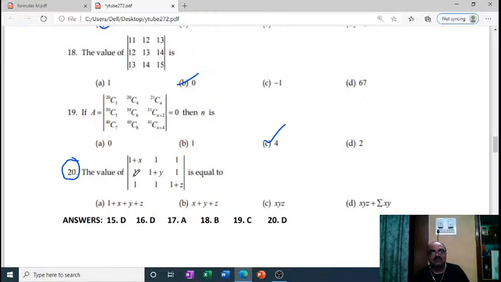The determinant is 1 plus x, 1, 1, 1, 1 plus y, 1, 1, 1, 1 plus z. Now what do we do from this? Subtract these rows. Either you can do with row or column, anything is fine. So when you do R1 minus R2, you will have x, minus y, 0. Same way, if you subtract R2 and R3, 0, this will be y, this will be minus z.